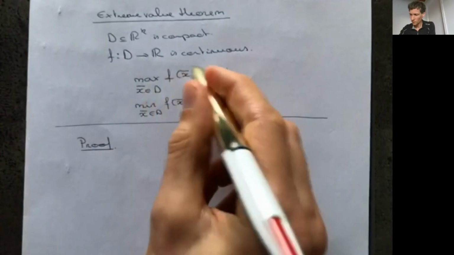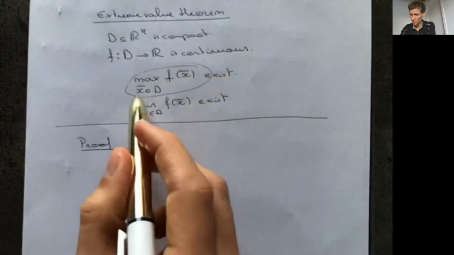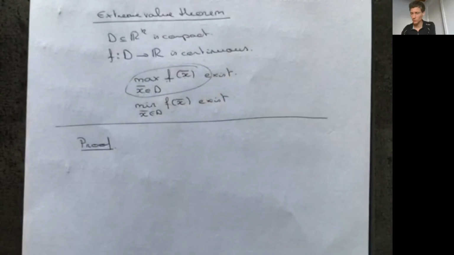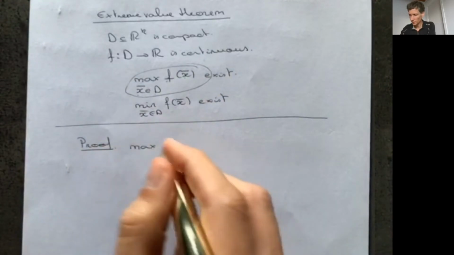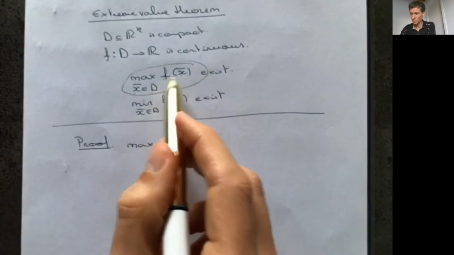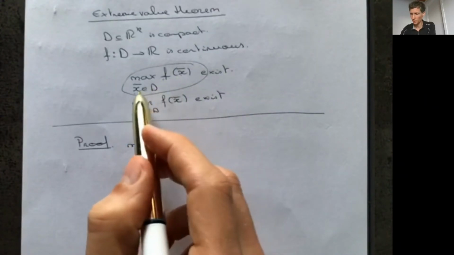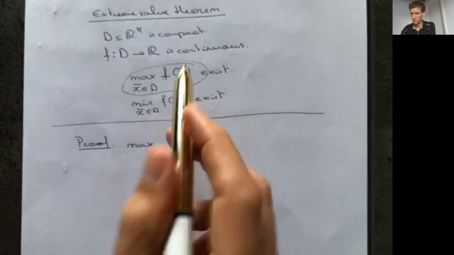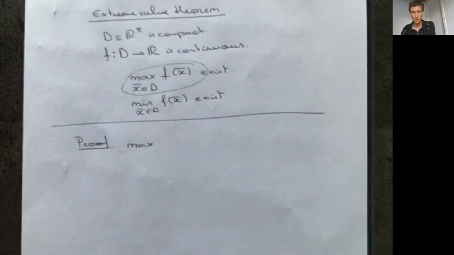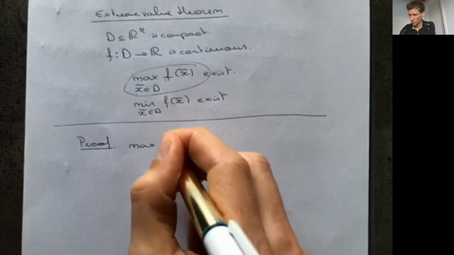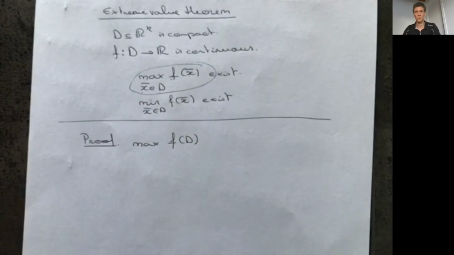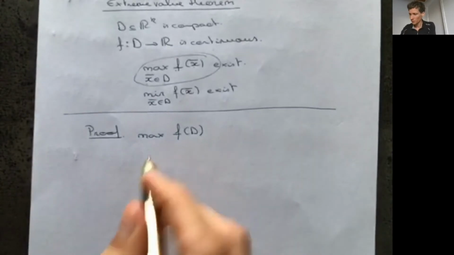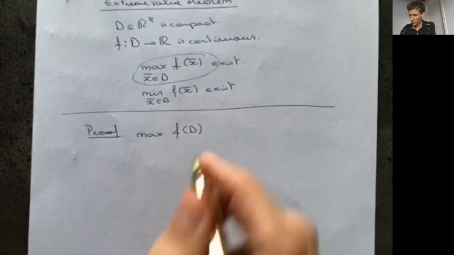Here you look at the maximum of f(x), where x goes over all the elements in the domain. This is nothing else than looking for the maximum element in the range of f, because if x goes over D, then f(x) goes over the range of f. So basically we're looking at the maximum element of the range. How can we do this?